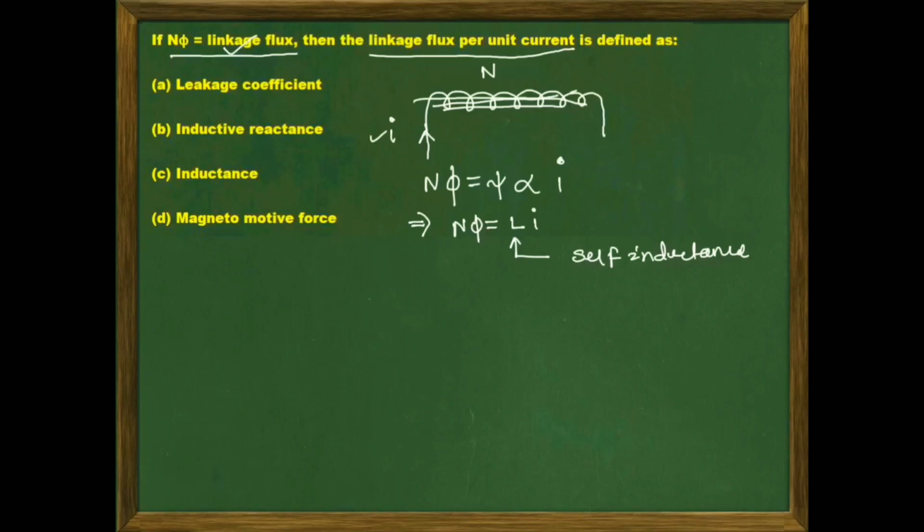And in my first lecture I told you what is self inductance. It is simply the property of a coil or conductor by which it opposes the change in current or the change in flux. Means it's just like a magnetic inertia. So from that, the flux linkage per unit current that we need to find is equal to inductance. So your option C is the right answer.